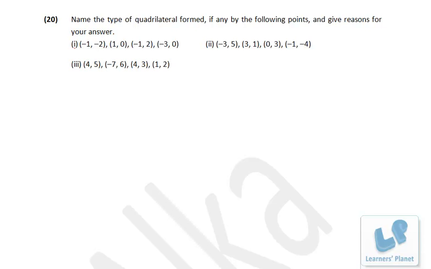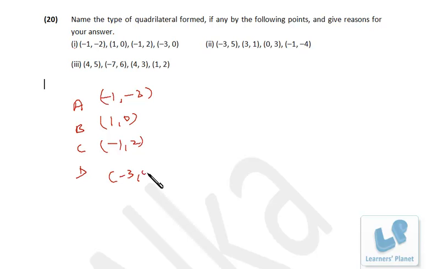Now this is an important one. Name the type of quadrilateral formed, if any, by the following points and give reasons for your answer. Now we take this first one, A, B, C, D. A is minus 1, minus 2. B is 1, 0. C is minus 1, 2. And D is minus 3, 0.